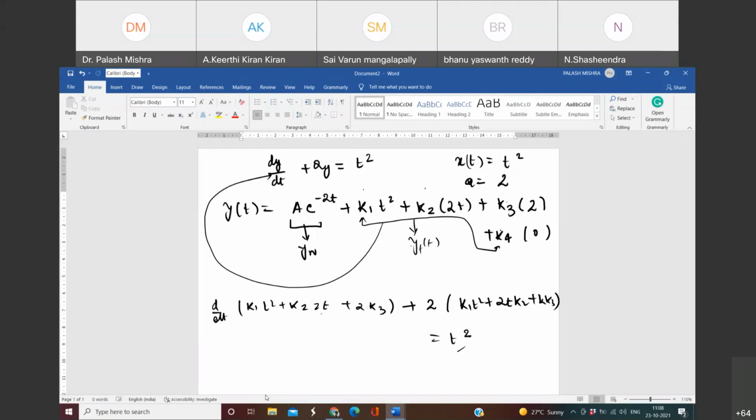So I'm writing the answer directly for this. I suppose you will be getting k1 as 1 by 2. K2 you will get as minus 1 by 2. And K3, 2 times K3 you will get as, let me see it.